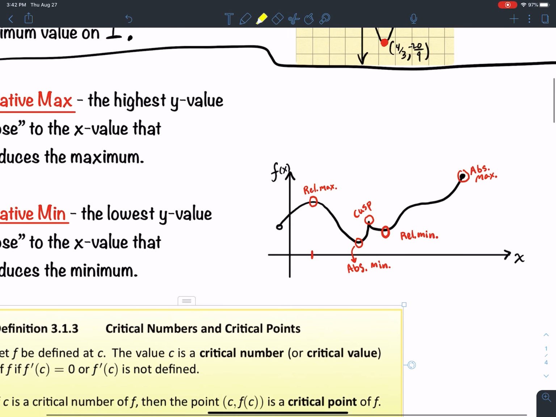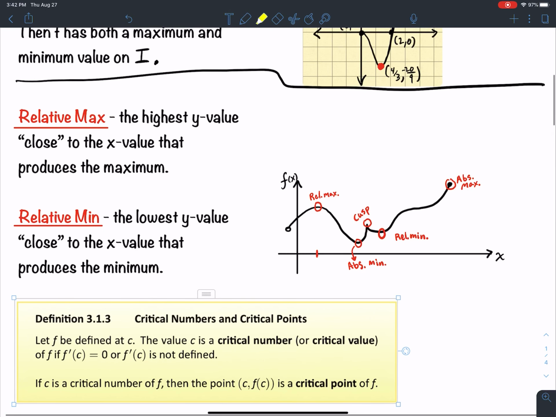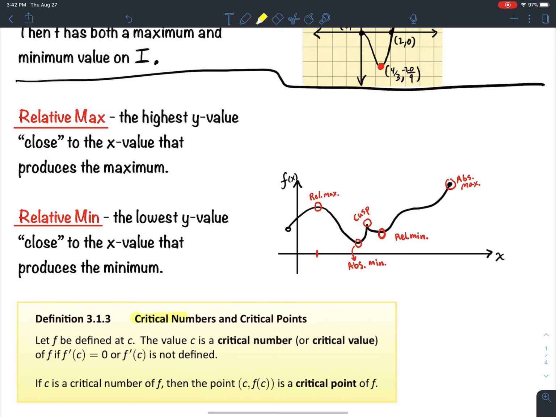Okay, so we've got a little theorem, or a definition, for critical numbers. So what are critical numbers and then critical points? Let f be defined at c. So we have some function that's defined at a point c. The value c is a critical number or critical value. Critical number, critical value, those are the same thing.